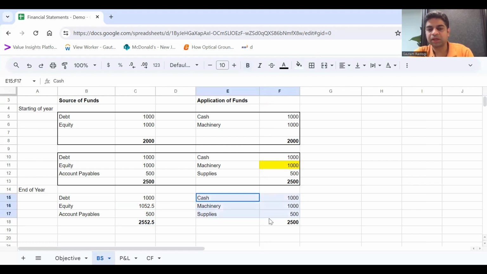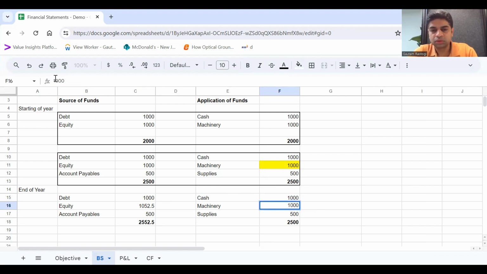Now let's look here. Machinery. In machinery, this needs to reduce, right, at the end of the year, or perhaps the start of next year, because it has a useful life of 10 years.